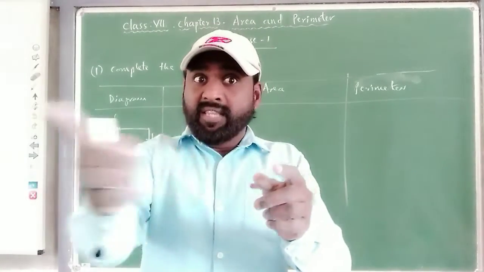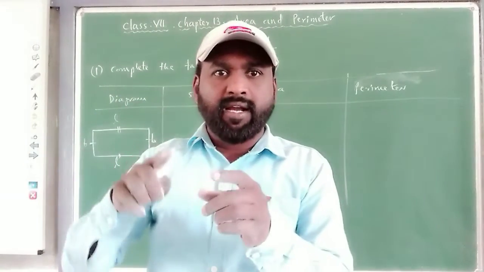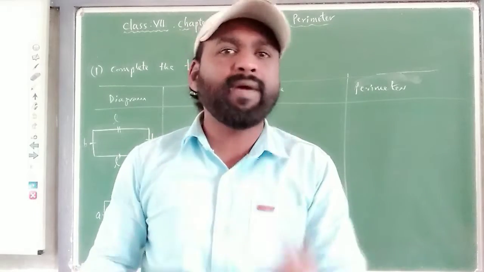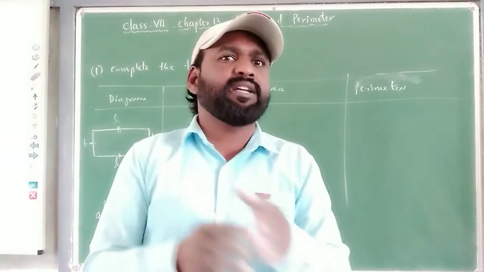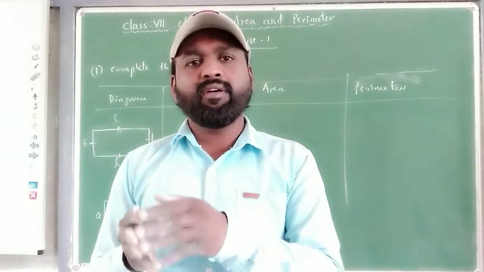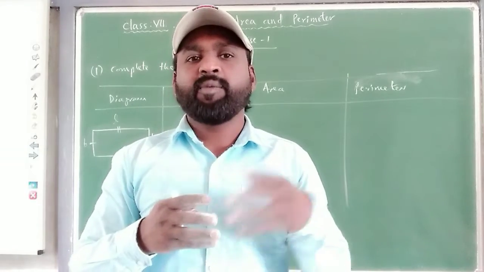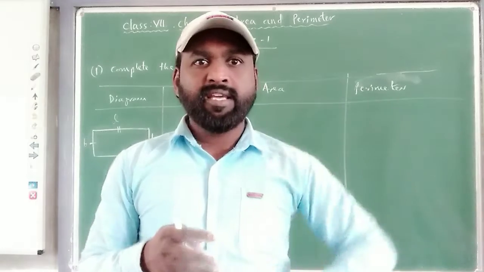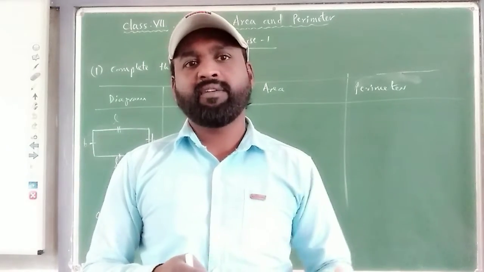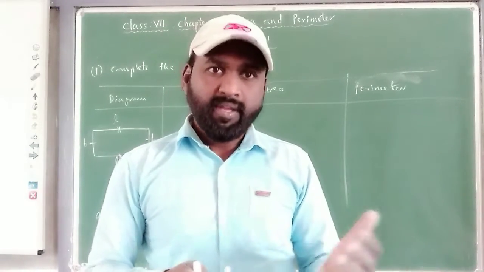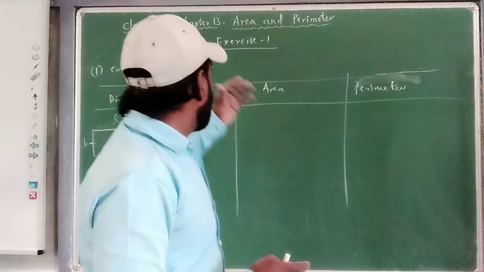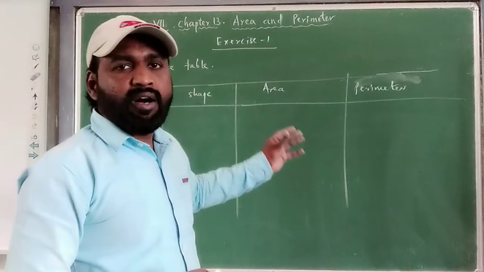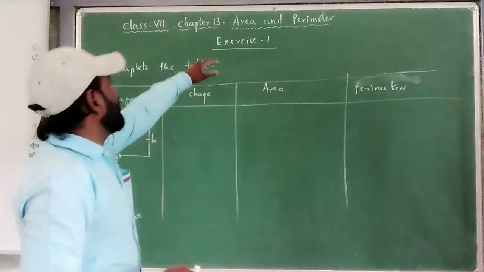If you add the lengths of all the walls, if you measure that, that is called perimeter, which we already discussed in our previous session. We also wrote different types of geometrical figures and the formulas to find their area and perimeter. Now in this session, we are going to discuss some problems of exercise 1. So look at exercise 1.